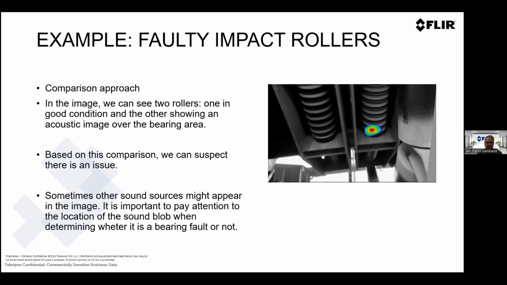Sometimes other sound sources might appear in the image. It is important to pay attention to the location of the sound blob when determining whether it is a bearing fault or not. So, as we said, we always recommend further inspection when you find a potential fault with the camera.